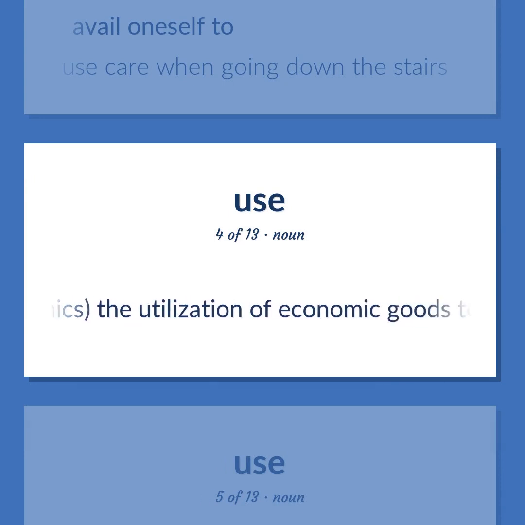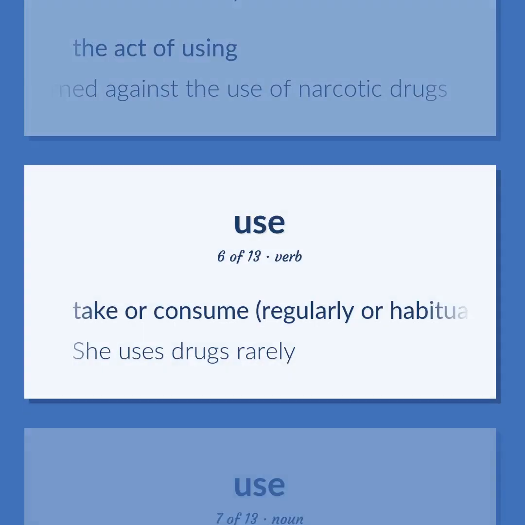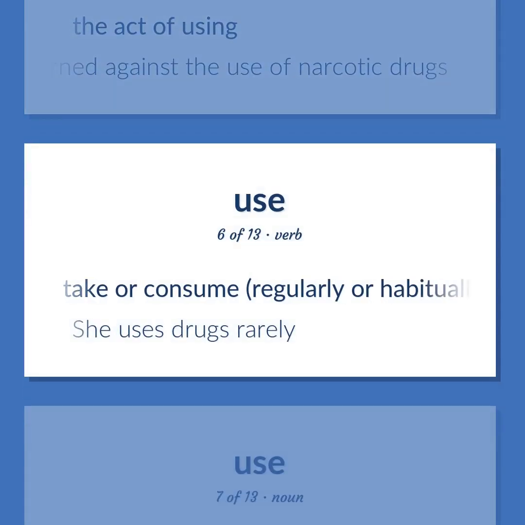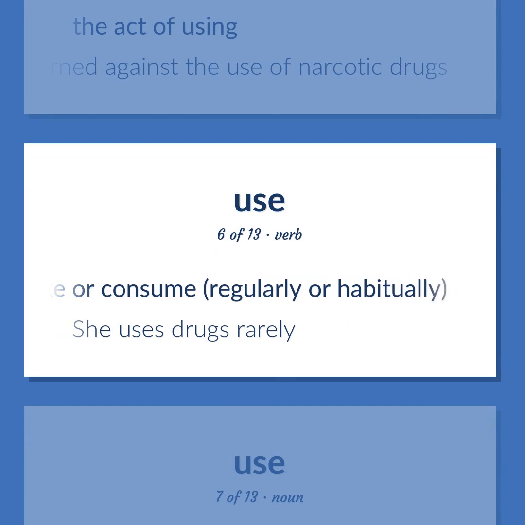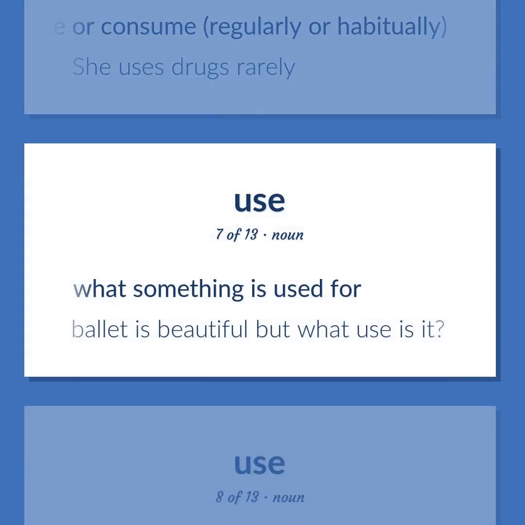Economics: the utilization of economic goods to satisfy needs or in manufacturing. The act of using. He warned against the use of narcotic drugs. Take or consume, regularly or habitually. She uses drugs rarely. What something is used for. Ballet is beautiful, but what use is it?